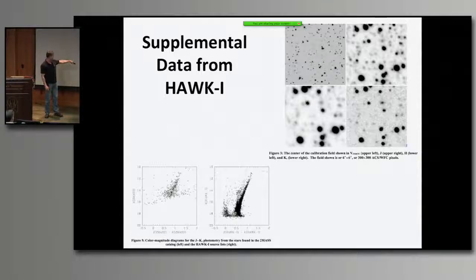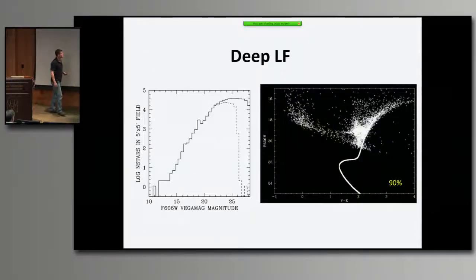And here's what you can see. Here's a 2MASS colorimetric diagram, and there's a HAWK-I colorimetric diagram. You can see that HAWK-I is a whole lot better than 2MASS. But that doesn't get us very far.